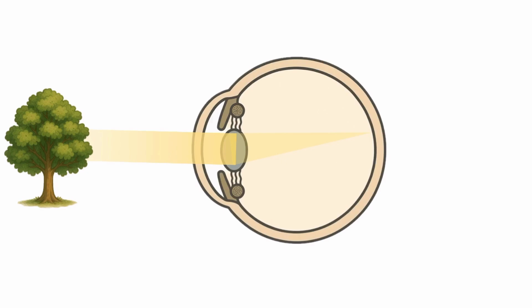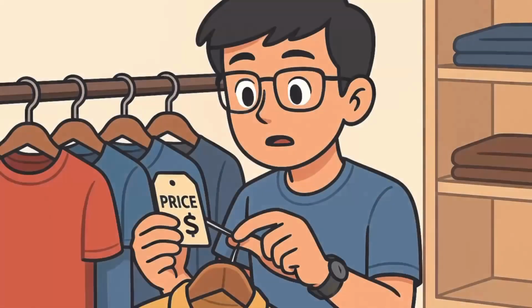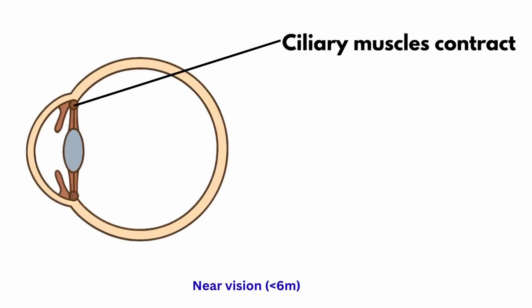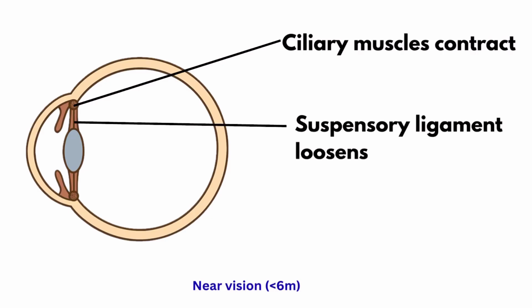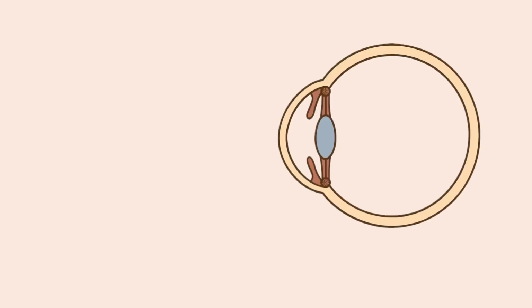perfectly on the retina. But the moment you shift your focus to something close, like reading a WhatsApp message, sewing a button, or checking a price tag in a shop, everything changes. The ciliary muscles contract, the suspensory ligaments loosen, the tension on the lens decreases, and the lens becomes rounder and more convex. A rounder lens bends the light more strongly, helping the image land exactly where it needs to on the retina so you can see nearby objects clearly.